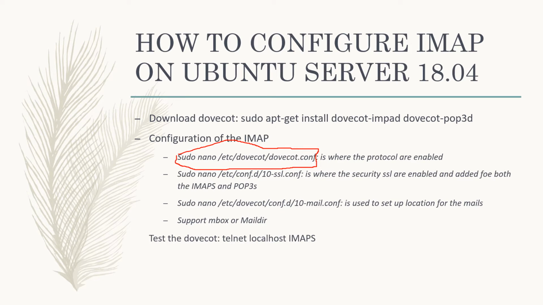Then after that, you're going to test it, and by testing it, you're going to use the telnet localhost IMAP. So this lets you know if the configuration of IMAP is done properly. It also lets you know if the IMAP 3x is already configured and enabled.